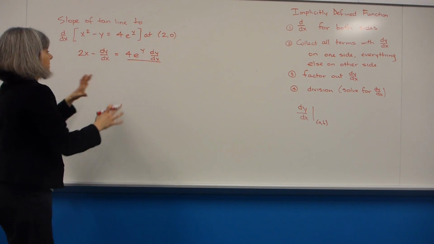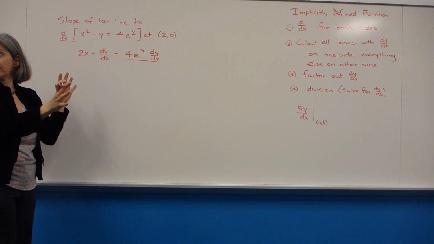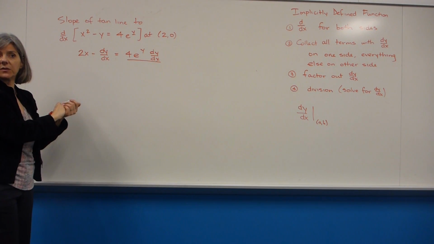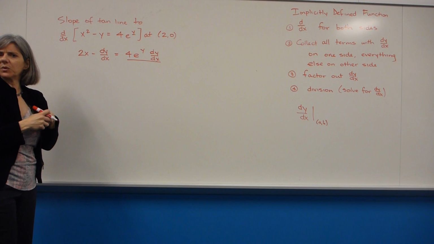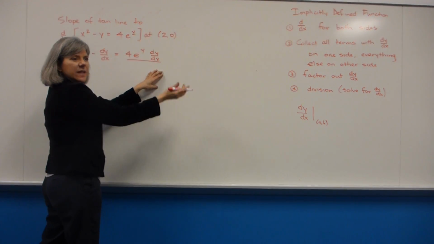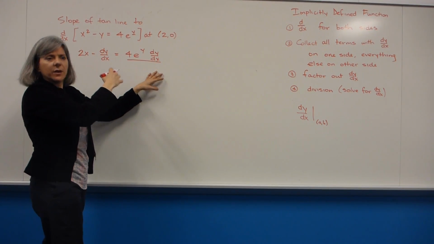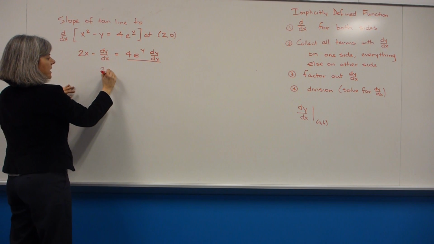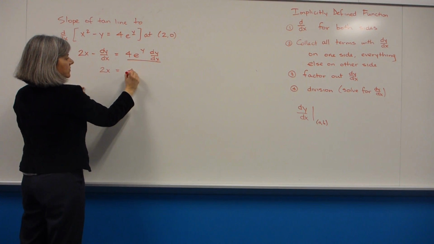All right, so now we're trying to solve for dy/dx, so we need to get all the dy/dx's on one side and everything else on the other. I like positive numbers, so I'm going to take this one and put it over here. I know we like to solve for things on the left, but I much prefer to have all my things be positive. So I'm going to say 2x equals 4e to the y.